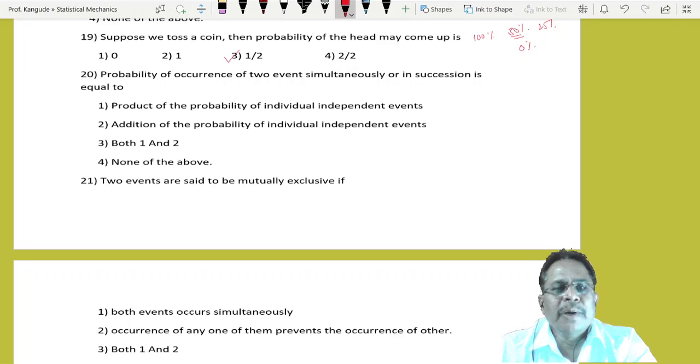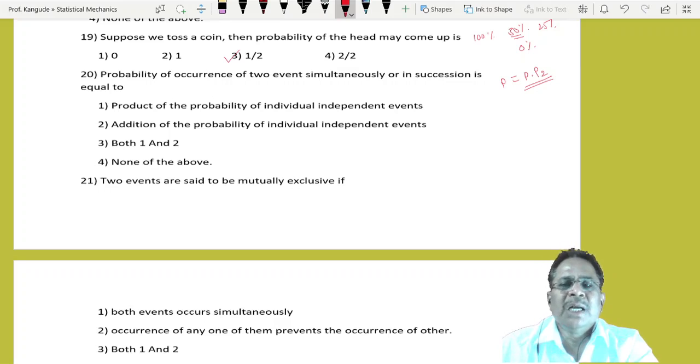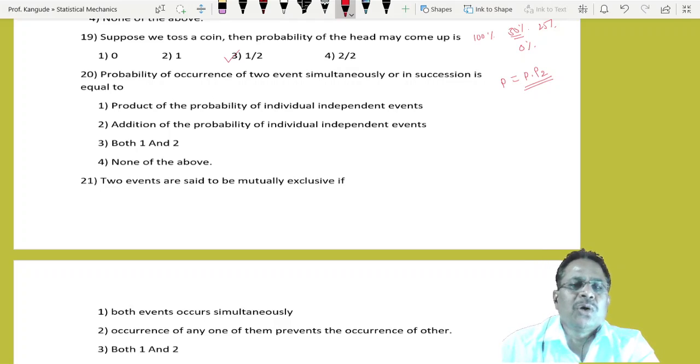Question number 20. Probability of occurrence of two events simultaneously or in succession. When event 1 and event 2 occur simultaneously, the total probability P of the events P1 and P2 is given by the product of P1 and P2. So this is multiplied. The first option is the product of probabilities of individual events, then the addition of probabilities of the independent events, and both E1 and 2, and option 4 is none of the above. Whenever two such simultaneous events occur, the probability gets multiplied, and therefore option 1 is the correct option for question number 20.